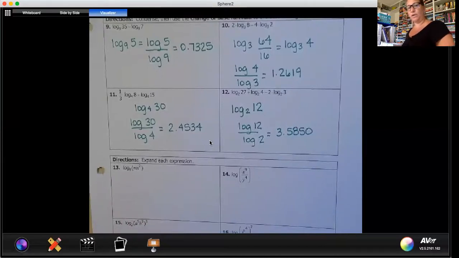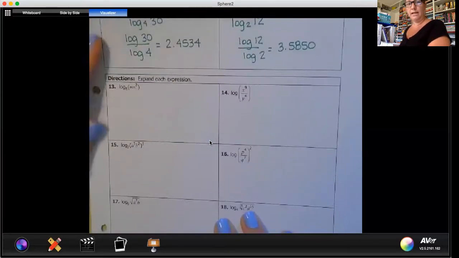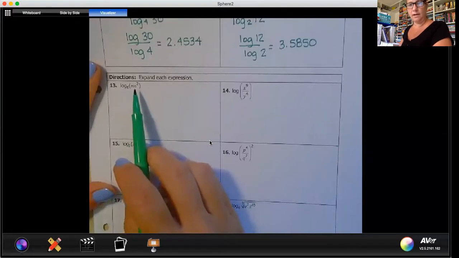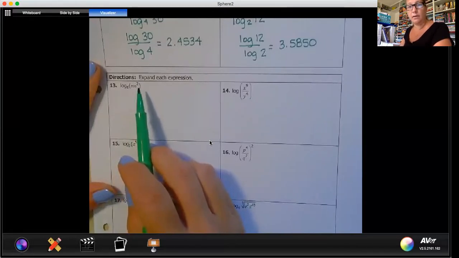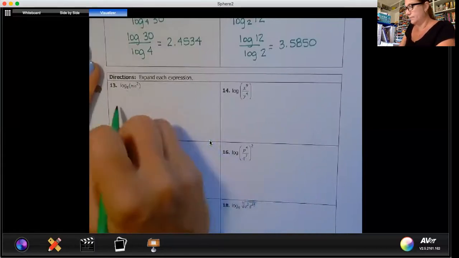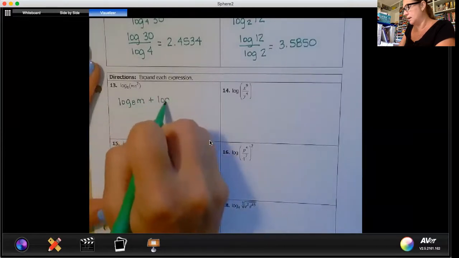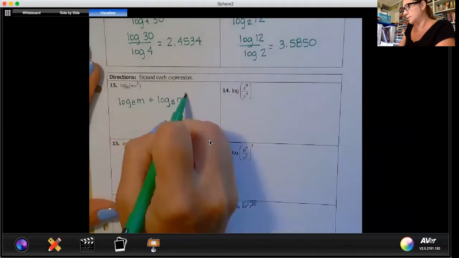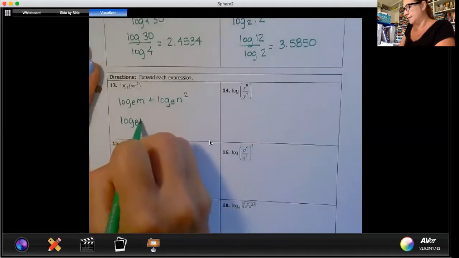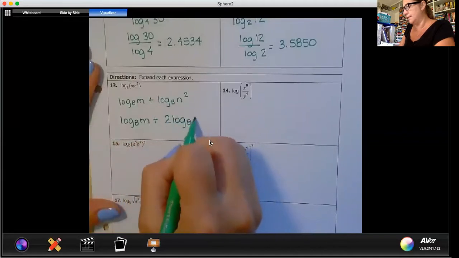Now expand. When you expand, you're going to have more than one logarithm. So you've got to remember, in expansion, you should not have anything together. Everything should be separated. You should not have any exponents. Those should all become coefficients. So this is multiplication, so we're going to be adding log base 8 of m plus log base 8 of n squared. Bring the 2 down front. Answer: log base 8 of m plus 2 log base 8 of n.